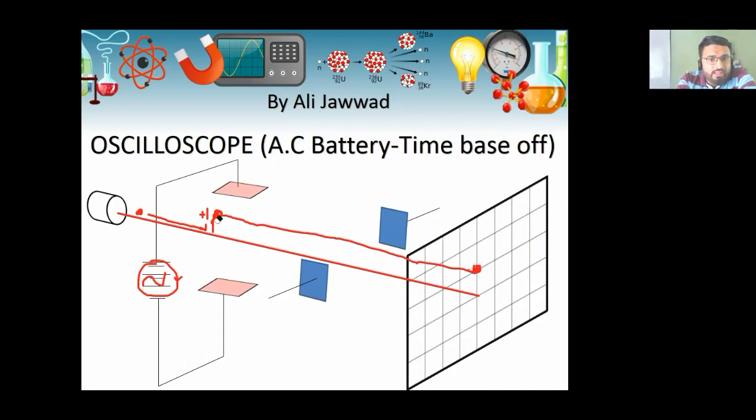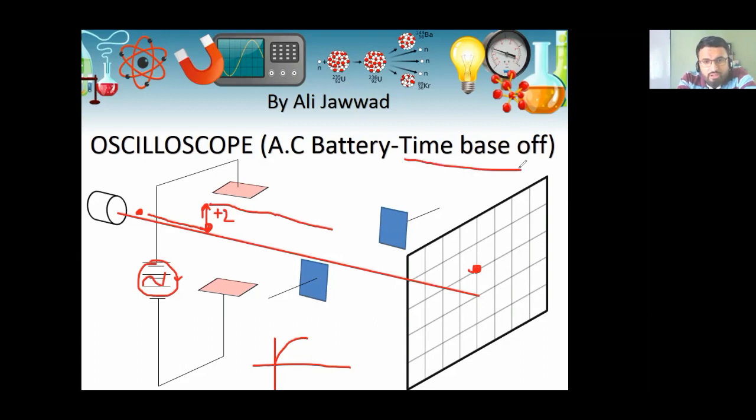Now let us talk about the third electron. When the third electron is incoming, it will rise by 2 units. Why is it rising by 2 units? Because AC is increasing its voltage along the y-axis, and the third electron is going to rise more. And when it continues its path, since there is no charge on the time base, or the time base is turned off, this time the electron will strike at this position.